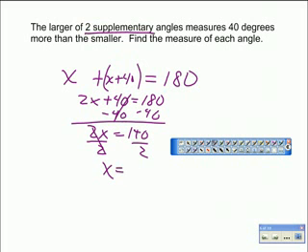So the smaller angle is 70 degrees. So the larger angle is 40 more than that. 70 plus 40 is 110 degrees. So the larger angle is 110. And those two, 70 plus 110, is indeed 180 degrees. So that problem is correct.